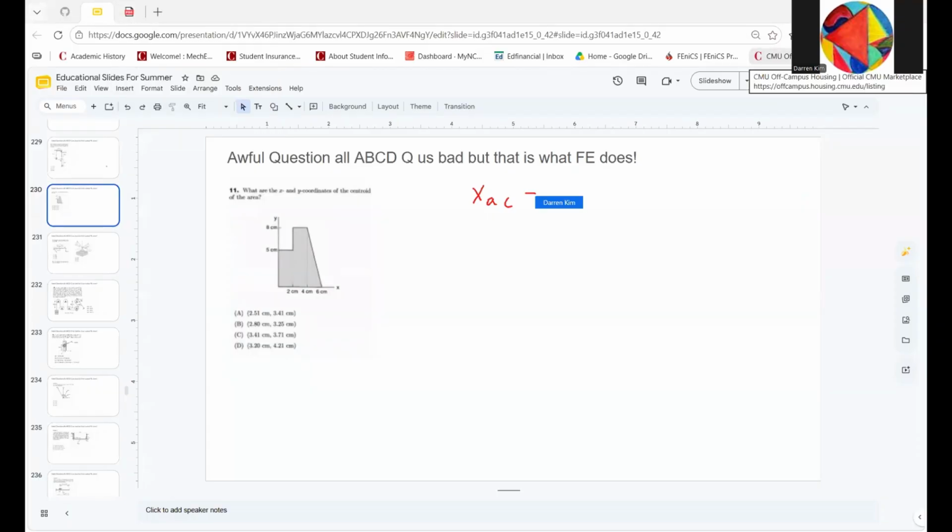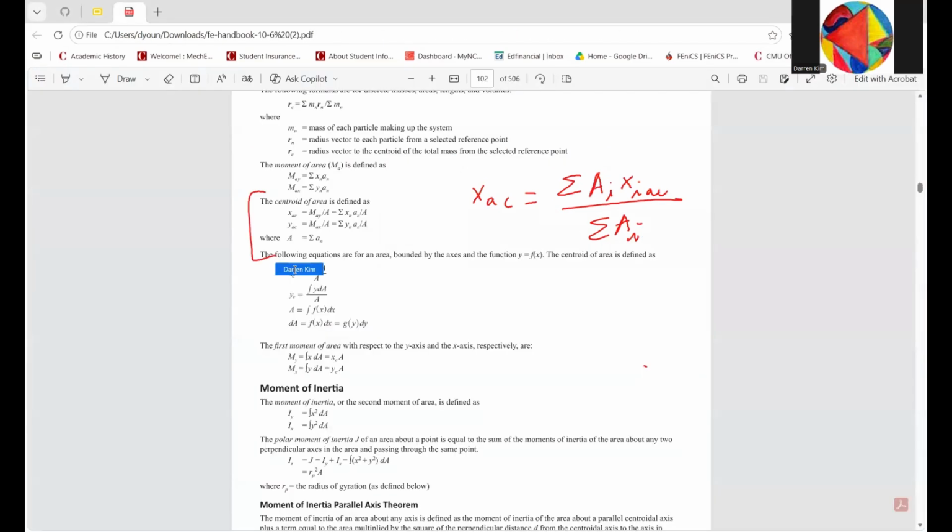So how do we do this, you're asking? Well, it's actually the summation, if I remember correctly, of what was it called again? AI by XI AC divided by summation of AI. Now, I know for a fact that they do something weird where they do this little bit over here where the centroid of area is this thing.